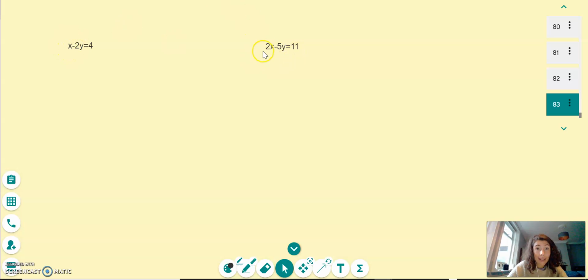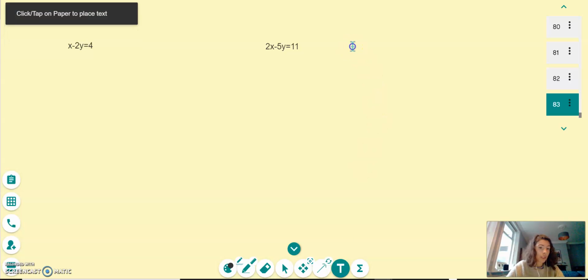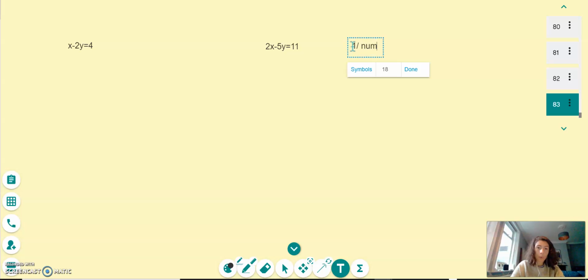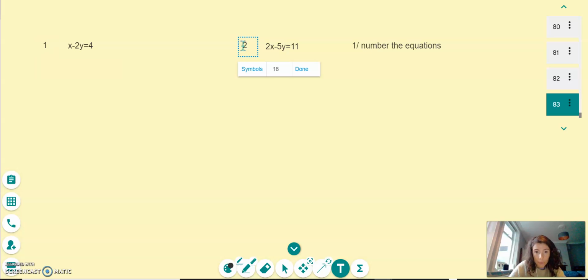And the same values of x in both equations and the same value of y have to make these equations true. So a value of x here has to be the same value of x here, and the same value of y multiplied by whatever's in front of it has to equal what it is on the right hand side. I'm going to go through now the steps in order to do this. So step 1, we want to number the equations. So here I'm going to call this one number 1 and this one equation number 2.